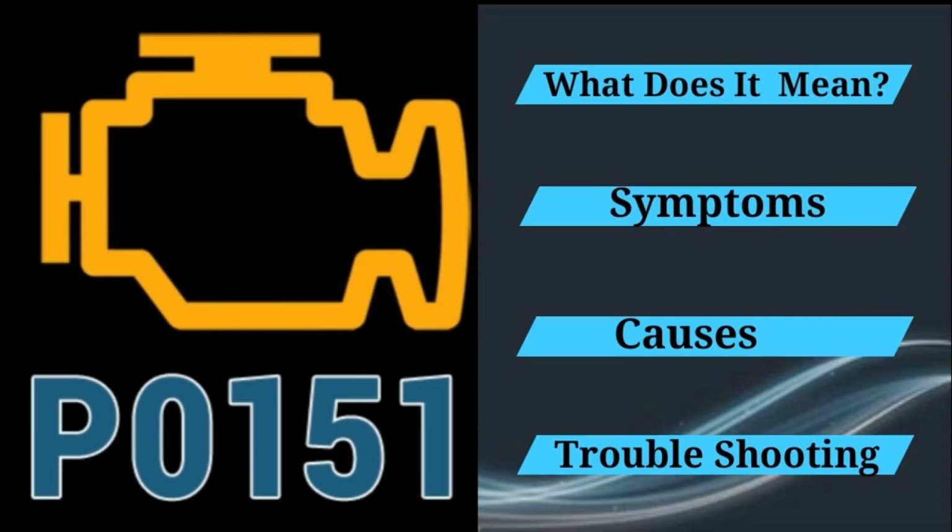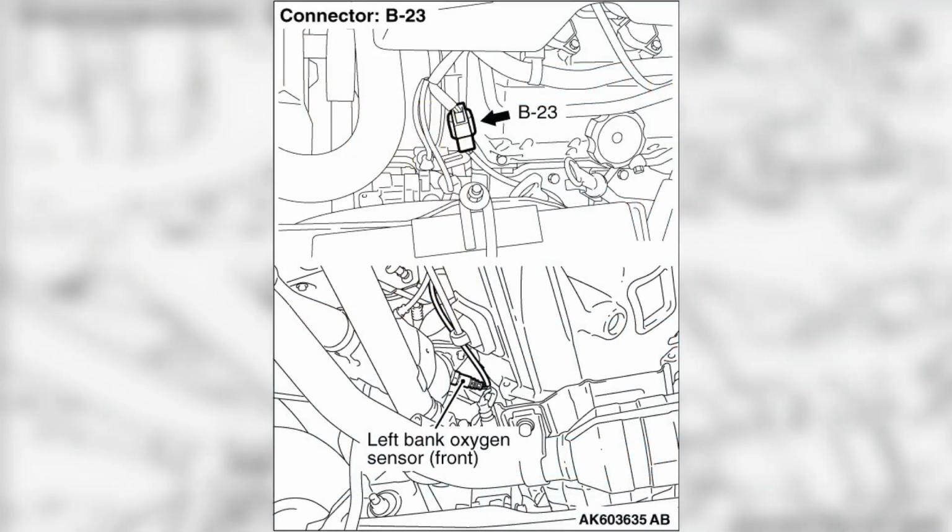What are the possible causes of code P0151? Several factors can cause the P0151 engine code to be activated. The most likely causes are a faulty front O2 sensor, bank 2, a problem with the O2 sensor circuit, a lean running condition, and an exhaust leak.